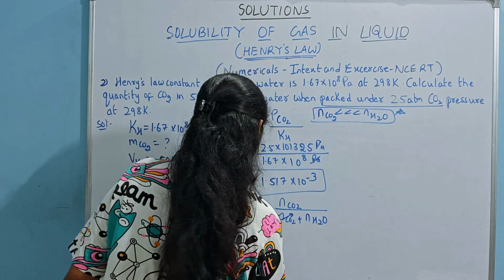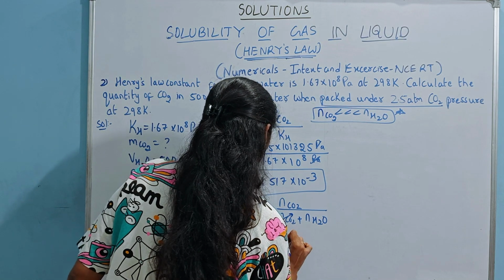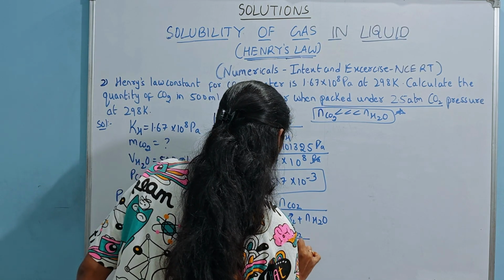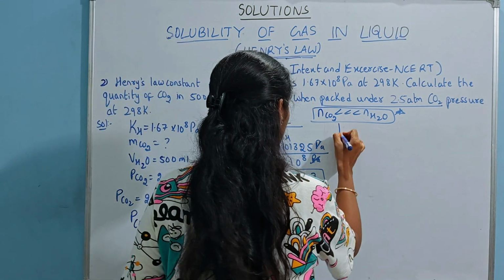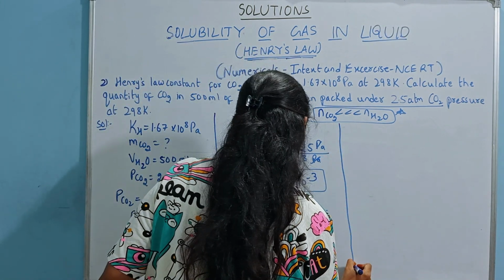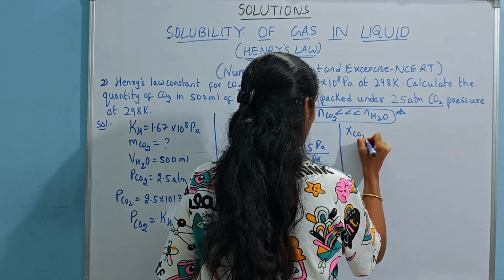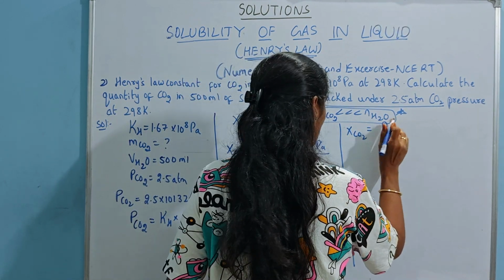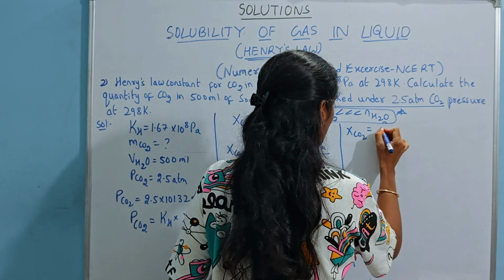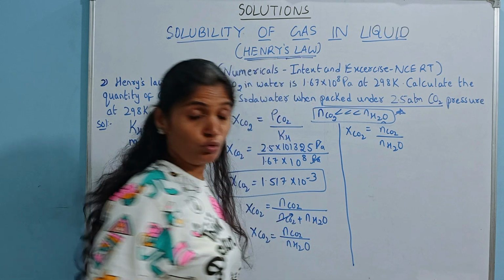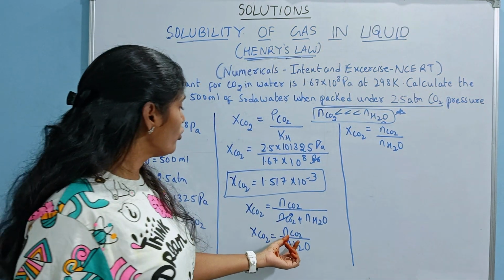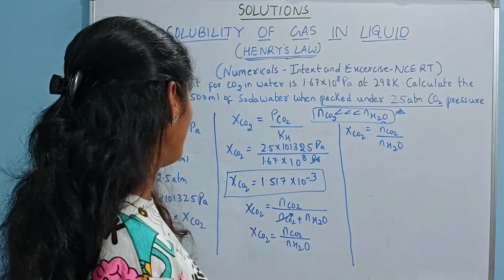Then my formula comes to be: mole fraction of CO2 is equal to number of moles of CO2 divided by number of moles of H2O. Now taking this forward, let us see, do I have number of moles of CO2? Do I have number of moles of H2O?